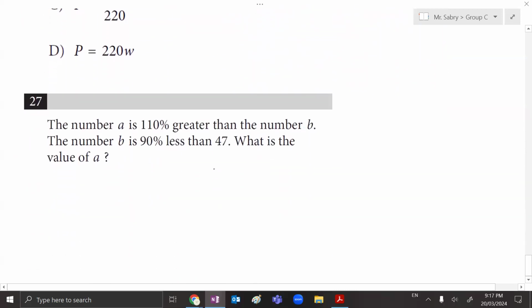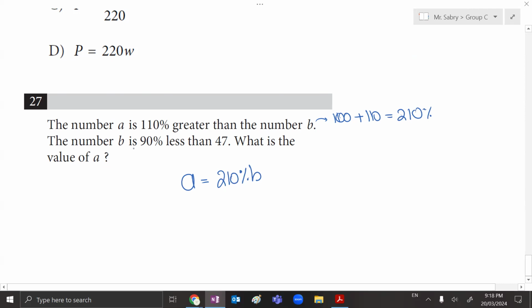The number A is 110% greater than the number B. So A equals 110% greater than B. If B was 100%, I'll add 110% to it, so it would become 210%. So A is equivalent to 210% times B.